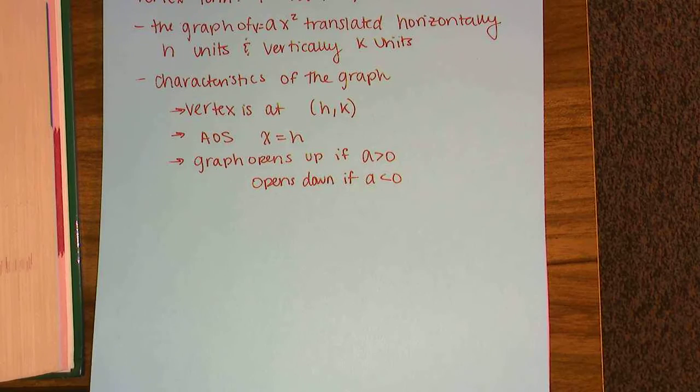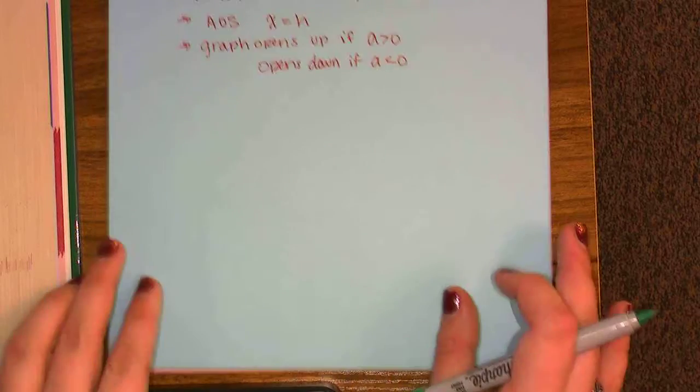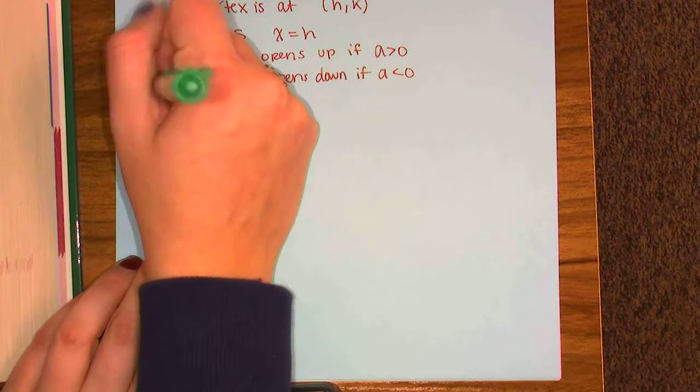Intercept form is next, and I personally think intercept form is the easiest of the forms for a couple reasons. It gives you your intercepts already, so that makes your life really easy. Finding the axis of symmetry, it's literally just halfway between those points that are your intercepts, and then if you want the official equation, you can easily find your vertex from that information.